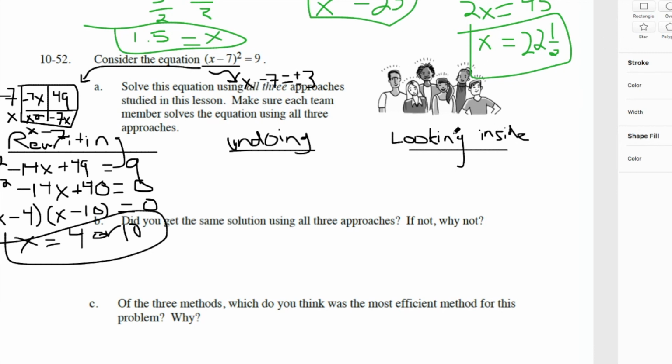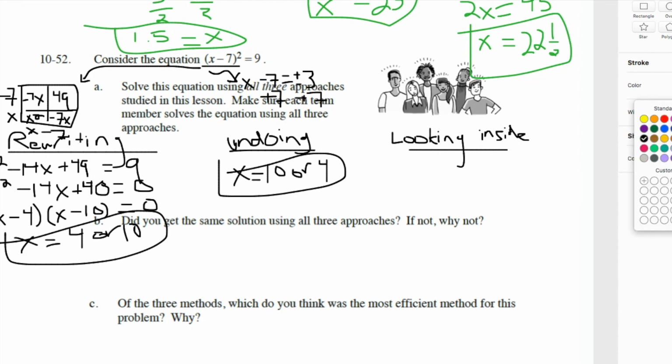So to solve for this, we just need to add 7 to both sides, and then we'll get our 2 answers. So x equals 3 plus 7, which is 10, or it's going to equal negative 3 plus 7, which is positive 4. So we get the same answers.